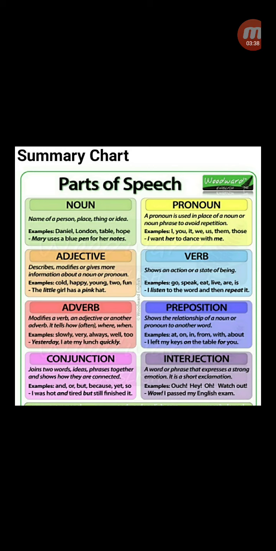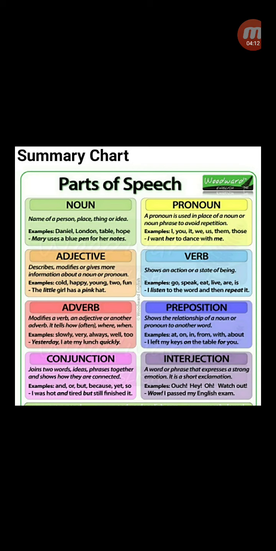Adverb. Adverbs modify a verb, an adjective, or another adverb. It tells how often, where, and when. That means something is added to verb if you break the syllable. That means sometimes ly is used in suffix. Not always, sometimes. So adverb modifies the verb.